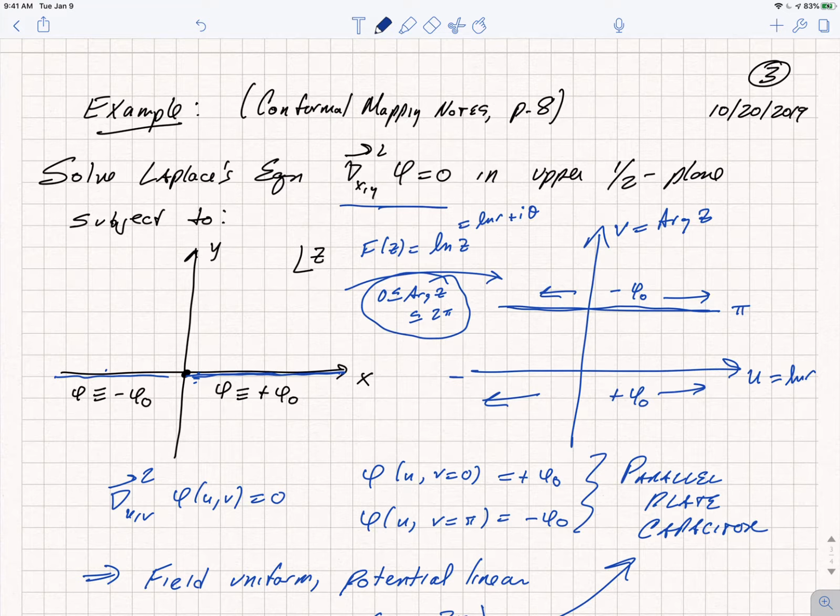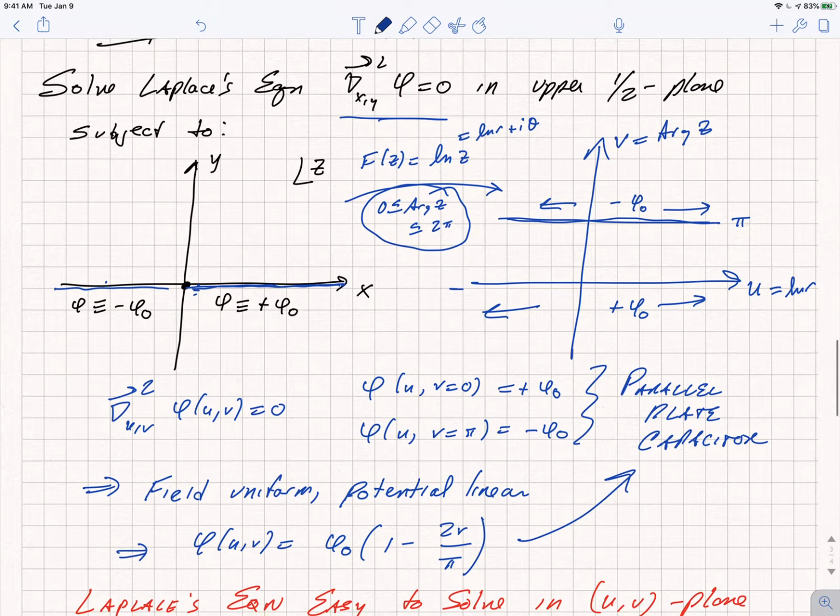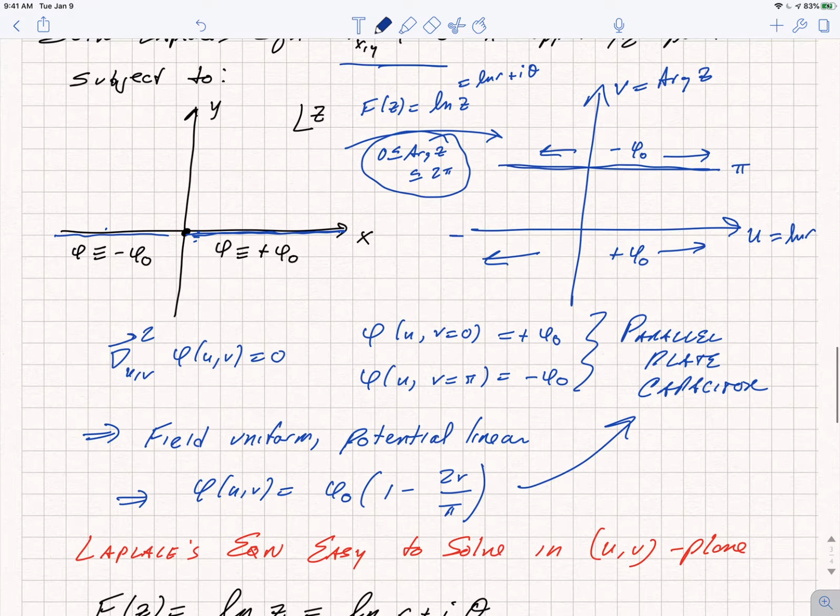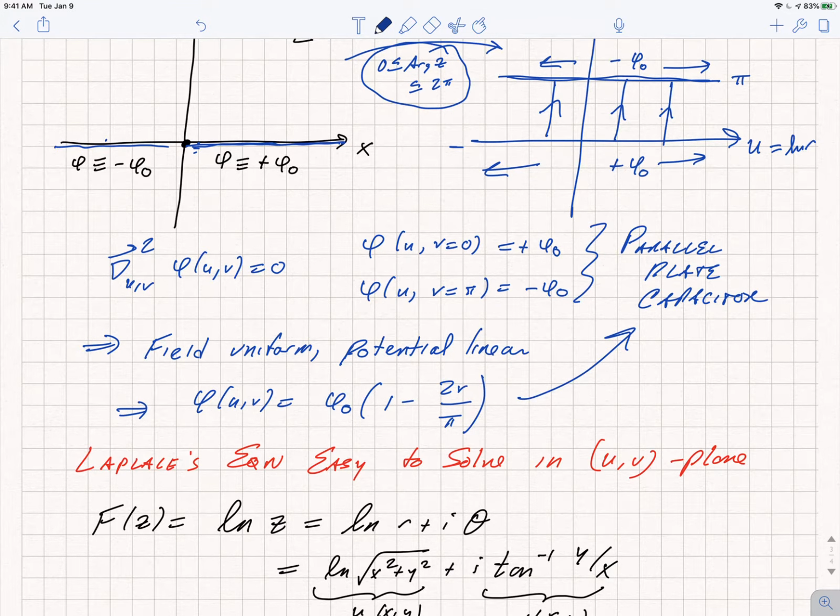So in the uv plane, what looked like a complicated physical situation is just a parallel plate capacitor, where I have the lower plate, the u-axis, held at plus phi 0, and the upper plate held at minus phi 0. Well, it's pretty simple to solve that. We actually know what the potential is from a parallel plate capacitor. The electric field lines are uniform, and that means the potential varies linearly, starting at plus phi 0 at v equals 0 and going to minus phi 0 at v equals pi. So phi of u and v is just phi 0 times 1 minus 2v over pi. That's the solution.